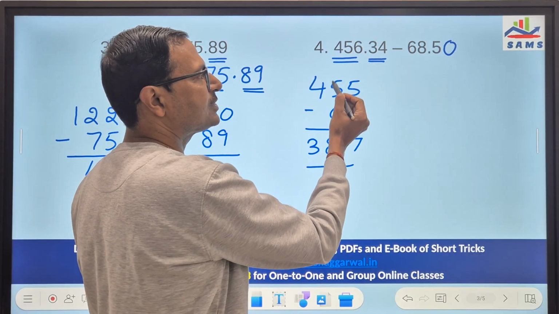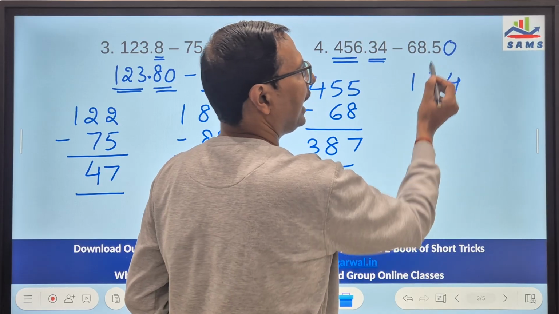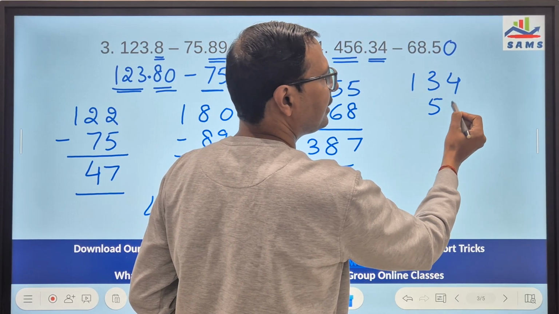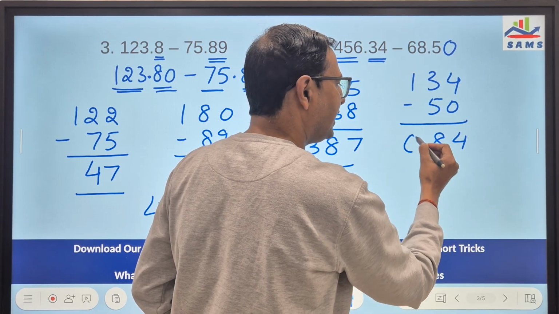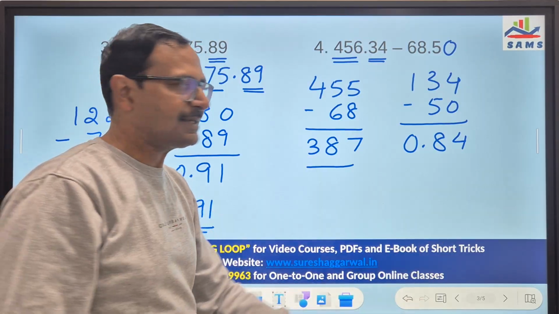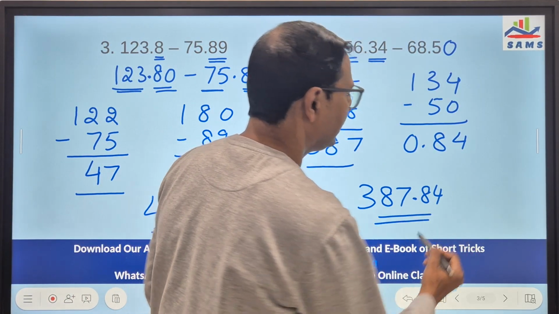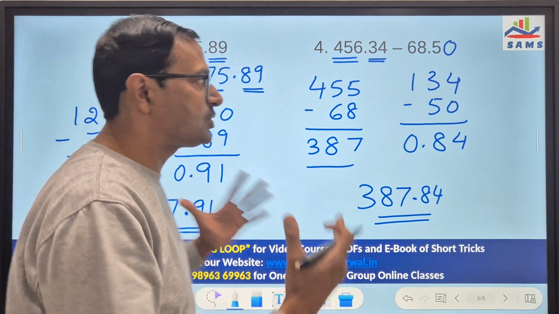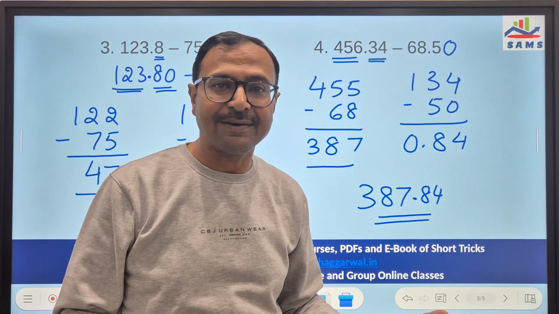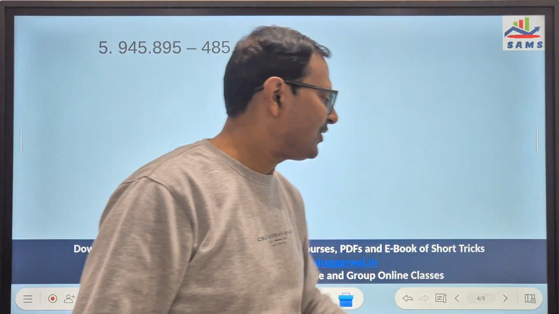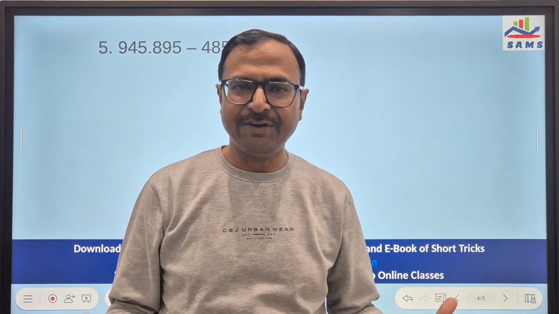And because I reduce this by 1, I have to write 1 followed by 34. And after decimal you have a 50 here. So if you subtract them, you get 4 and 13 minus 5 is 8. Write a 0 point and your answer is in the next step. 387.84 is the difference. See how quickly the method is working and how efficient the method is. You are not going to commit many errors here. But a lot of practice required. Obviously, mathematics works like that. You practice and you feel comfortable.